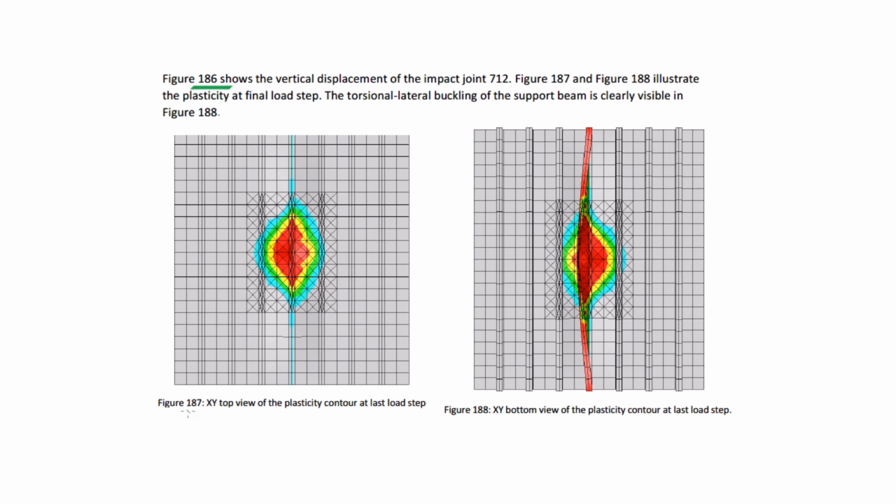Here in figure 187, the XY top view of the plasticity contour at the last load step. These two figures illustrate the plasticity at the final load step. The torsional lateral buckling of the support beam is clearly visible in this figure 188, which is a bottom view of the plasticity contour at the last load step. At the last load step, what is the plasticity contour? That's in this figure. And this lateral torsional buckling of the supporting beam is clearly visible.